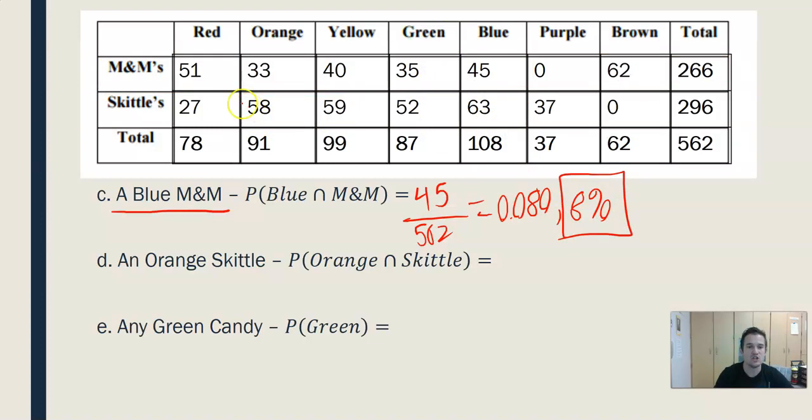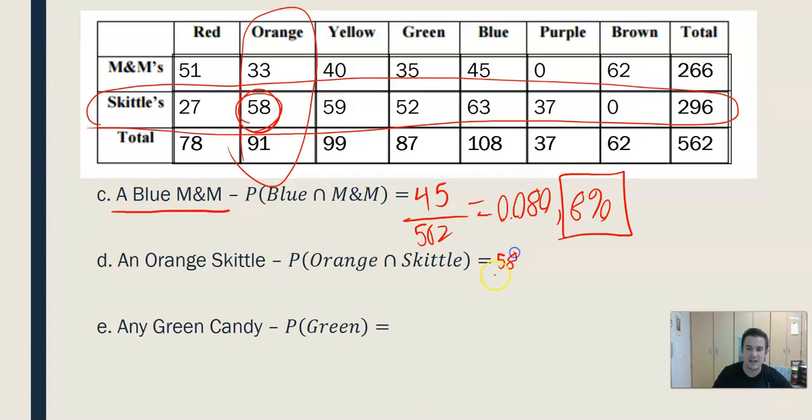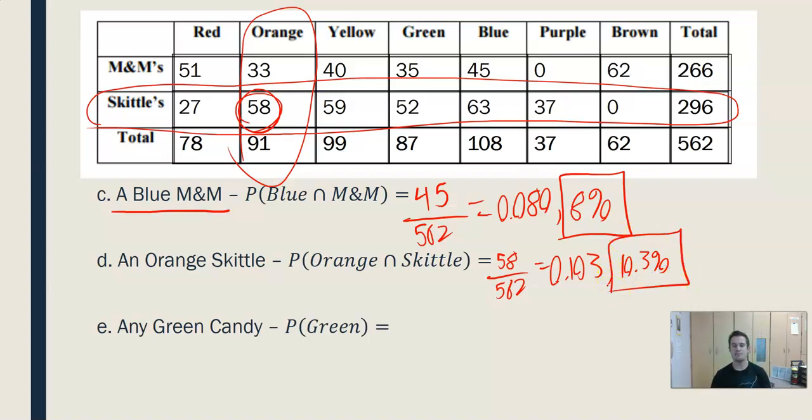How about an orange Skittle? Well, here's my orange column. Here's my Skittle row. There are 58 Skittles that are also orange. So 58 divided by 562 is 0.103, or 10.3%. That's a 10.3% chance that you draw an orange Skittle out of my big tub of candy.